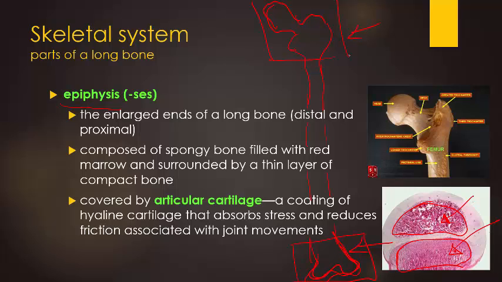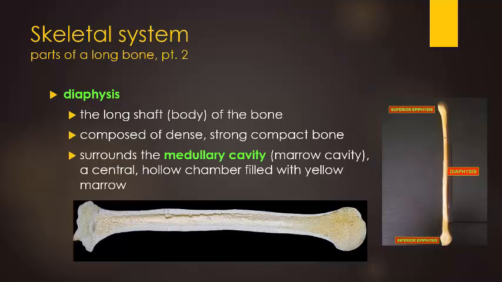The ends of the epiphyses are covered by what's referred to as articular cartilage. Remember, the word articular means joints. It's a coating of hyaline cartilage. It can absorb stresses, and because it's so glassy smooth, which is a characteristic of hyaline cartilage, it helps to reduce friction as the joint moves. Okay, so there are the epiphyses of a long bone.